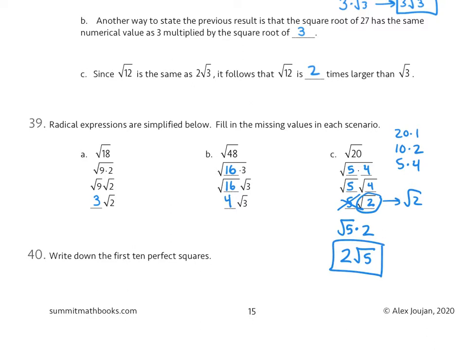Number 40, write down the first 10 perfect squares. They are 1, 4, 9, 16, 25, 36, 49, 64, 81, and 100. Why am I having you write them down? Well, when you're taking square roots and trying to simplify them, you need to be able to find perfect squares like 9 and 16 and 4. And if you know the perfect squares, 1, 4, 9, 16, 25, 36, 49, 64, 81, 100, etc., it'll make it easier to do that.